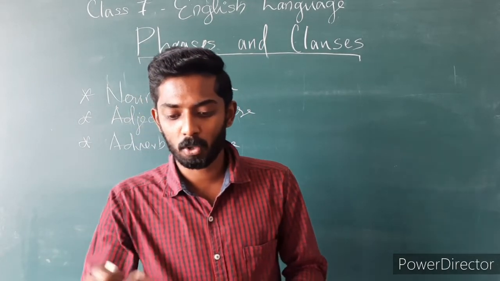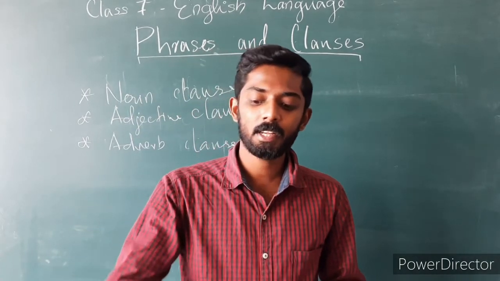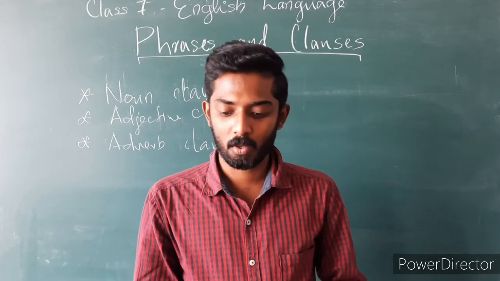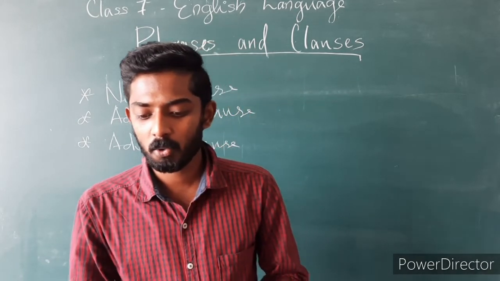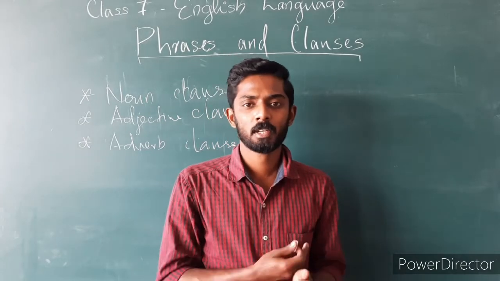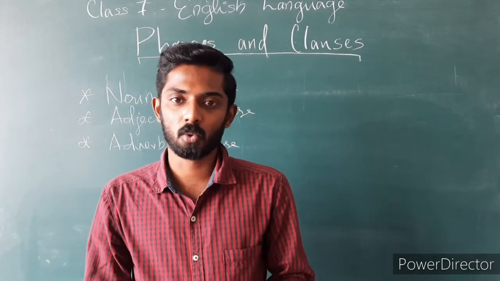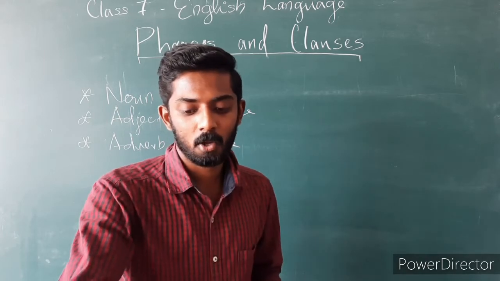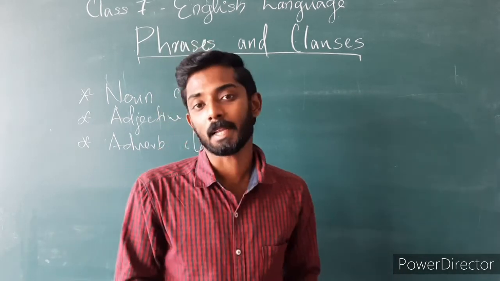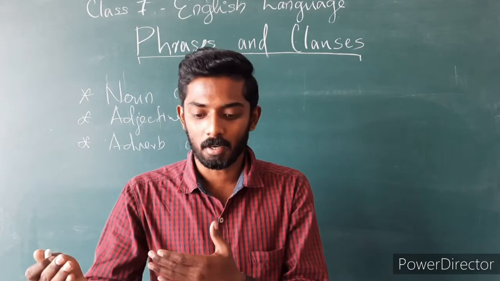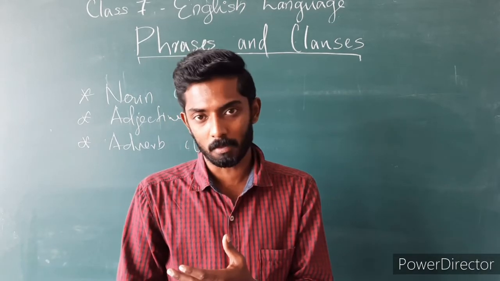In the same way, the adverb clause of place answers the question where in relation to the verb. For example, they wanted to buy a house where there is a good school. So here they are talking about where there is a good school. So the adverb clause of place speaks about the place, where, in relation to the verb.